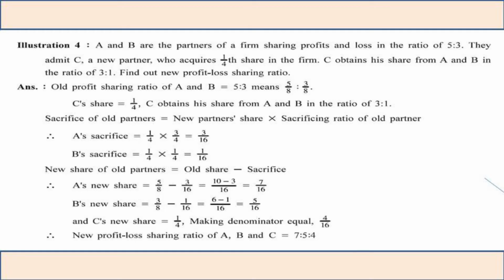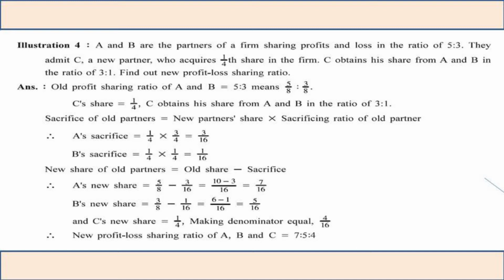A and B are the partners of a firm sharing profit and loss in the ratio of 5:3. Here profit and loss ratio is given 5:3. They admit C, a new partner who acquires 1/4 share in a firm. C obtains his share from A and B in the ratio of 3:1. Here, the sacrifice ratio of old partner is given 3:1. Find out new profit loss sharing ratio.